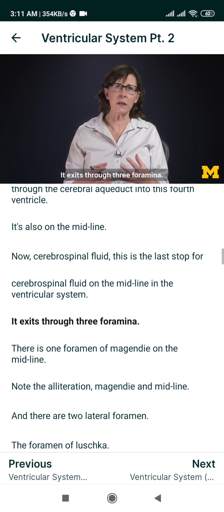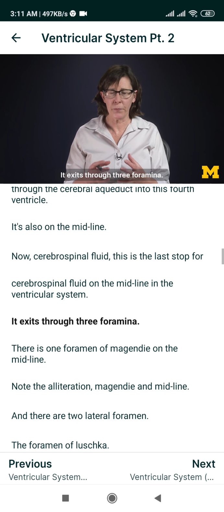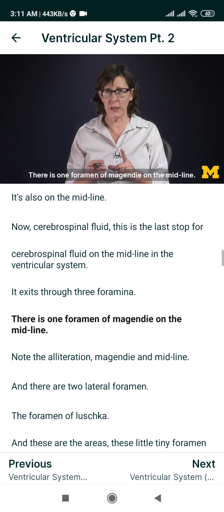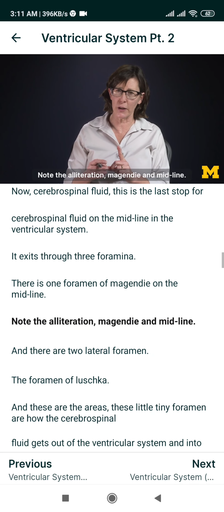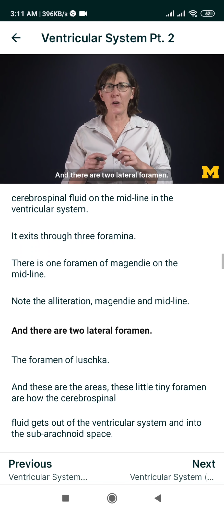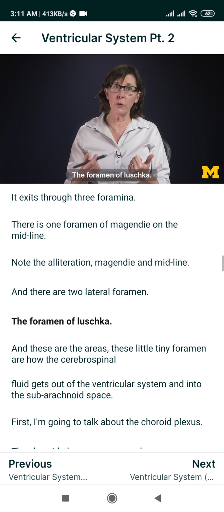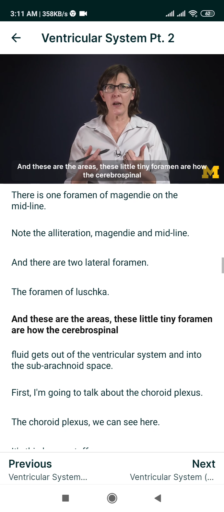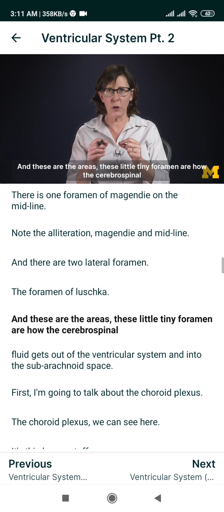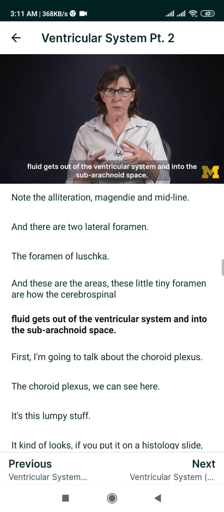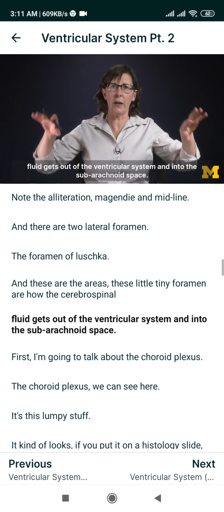It exits through three foramina. There is one foramen of Magendie on the midline. Note the alliteration, Magendie and midline. And there are two lateral foramina, the foramina of Luschka. These little tiny foramina are how the cerebrospinal fluid gets out of the ventricular system and into the subarachnoid space.